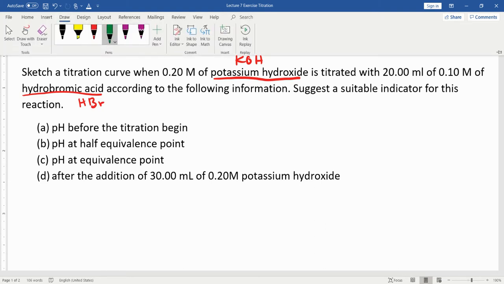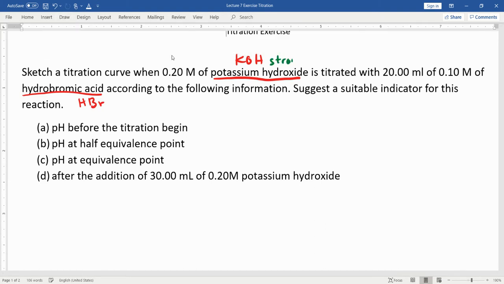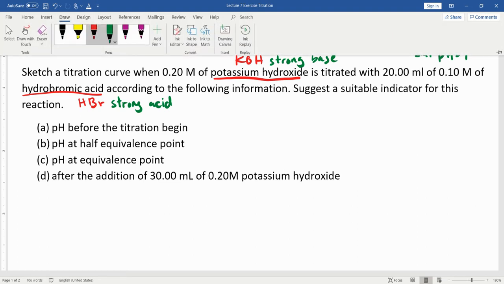So from here we know that potassium hydroxide is a strong base. Hydrobromic acid is a strong acid. So this is a titration between a strong base and a strong acid, where we will get a neutral salt, and the pH will be equal to 7 at the equivalence point. So this is the basic idea that we have now.